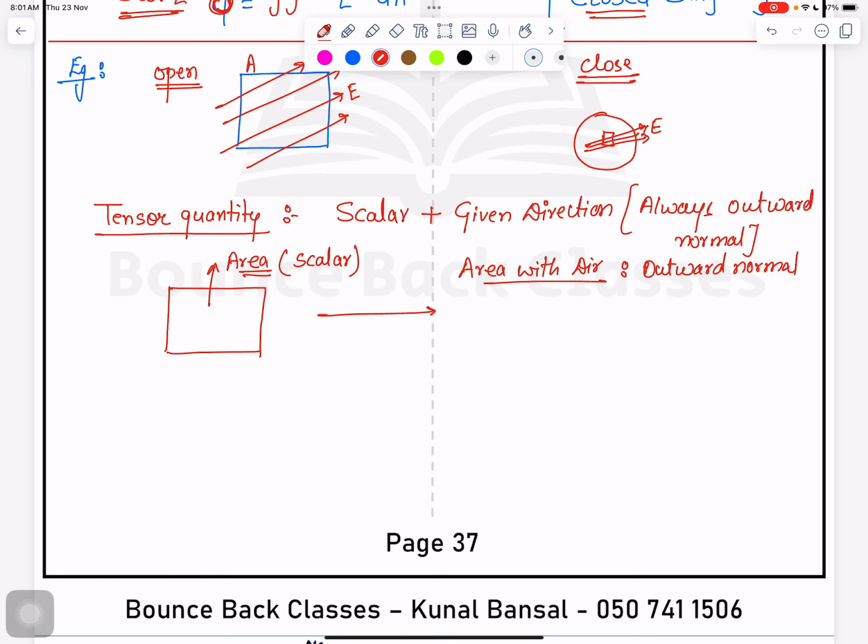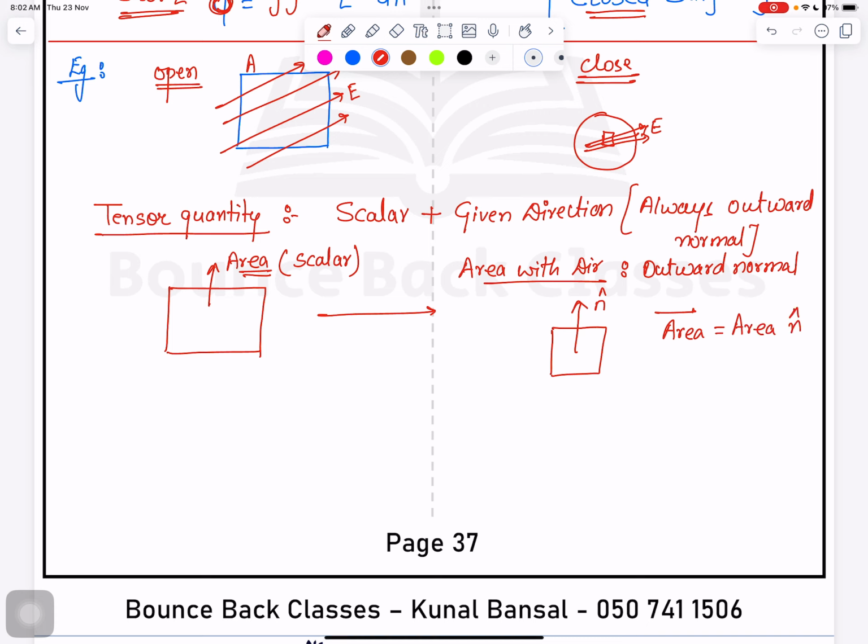Okay. So how to show that? Let's say this is the area. Just see, let's say you can see a paper. So what should be the direction? The direction should be outward, towards yourself, and it is represented with the help of n cap. So if I write a vector, area vector, it should be written as area multiply n cap.